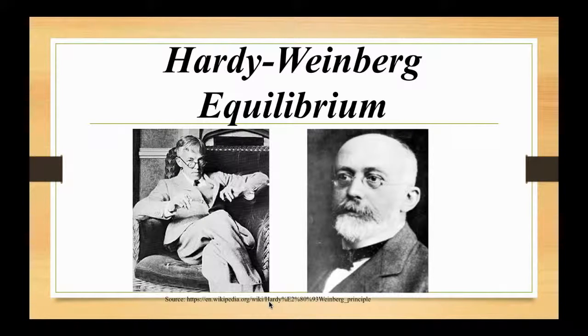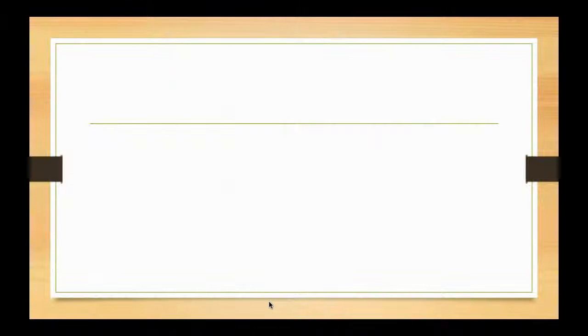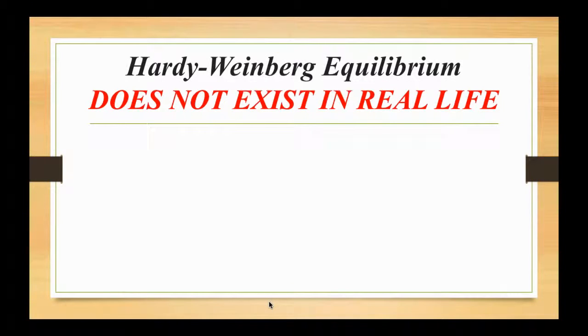However, in order for Hardy-Weinberg equilibrium to exist, there are certain conditions that must be met. The conditions are: large population, random mating, no immigration or emigration, no mutations, and no natural selection. If all of them are met, then Hardy-Weinberg equilibrium will exist. However, it does not really exist in real life.